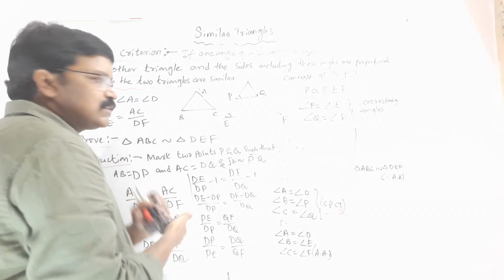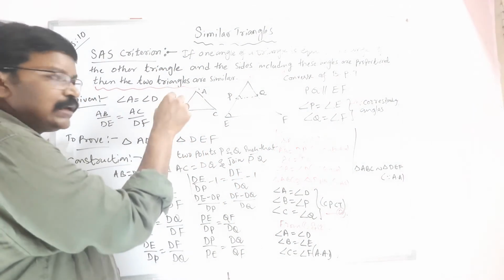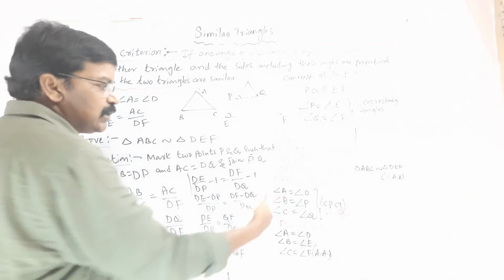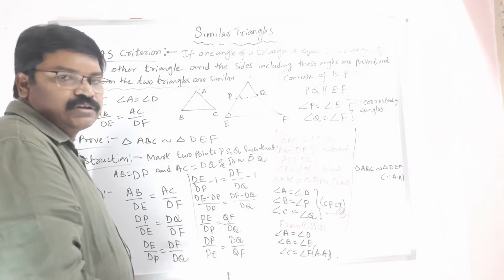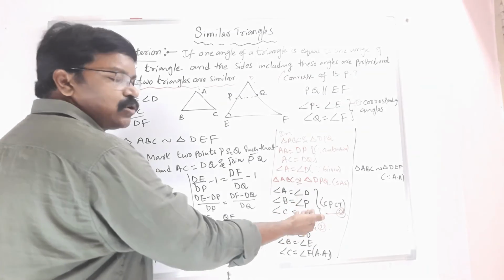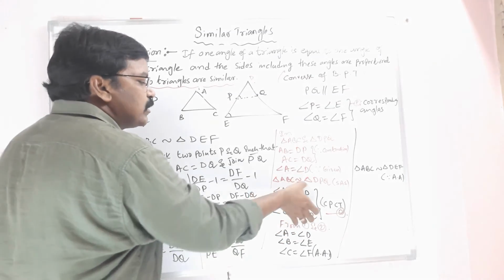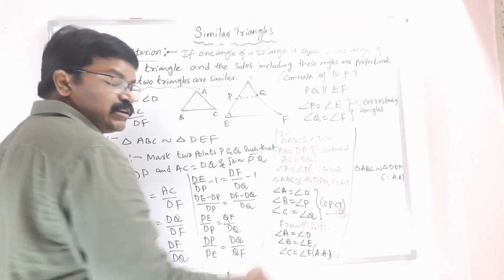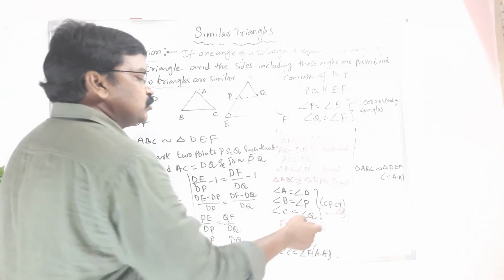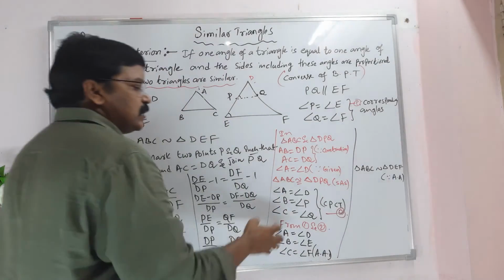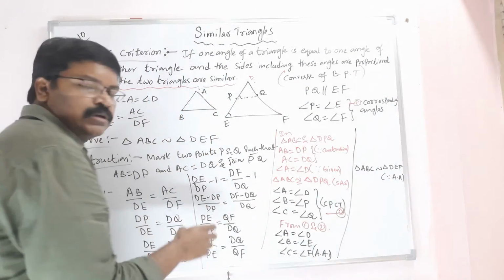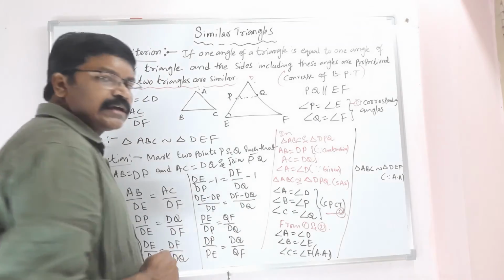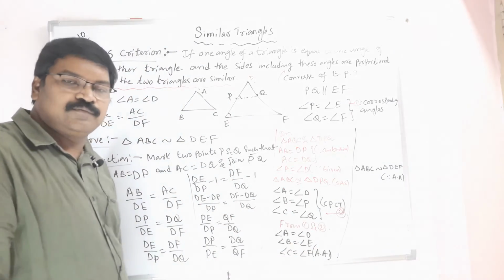Coming to the second part, I make triangle ABC and triangle DPQ congruent to each other. They are congruent according to the SAS congruency rule. If two triangles are congruent, according to CPCT the corresponding angles are equal: angle A and angle D, angle B and angle P, angle C and angle Q. So this is equation 2, this is equation 1. From 1 and 2, angle A equals angle D, angle B is equal to angle E, angle C is equal to angle F.